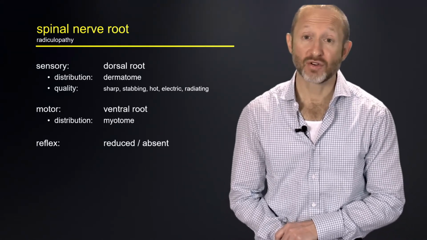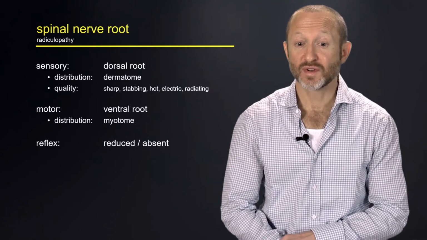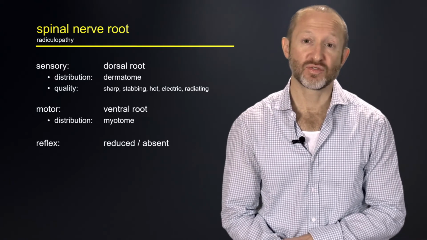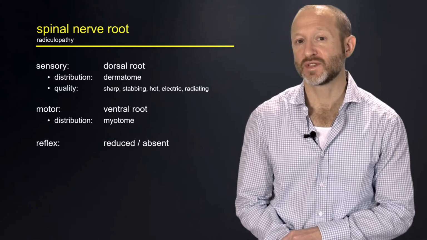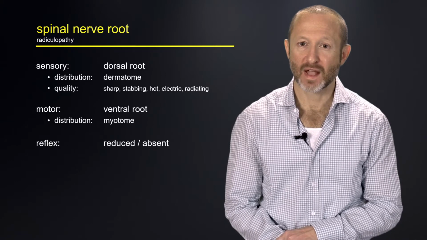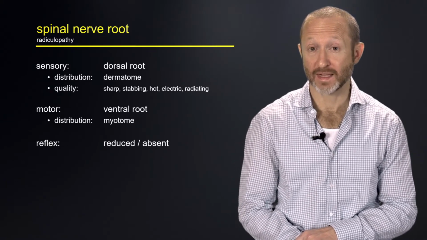There are two spinal nerve roots at every level. There's a dorsal root and there's a ventral root. The dorsal root contains sensory fibers or sensory input, and the ventral root contains only motor output. So a lesion of the dorsal spinal nerve root would produce a sensory strip of abnormality in the body that is called a dermatome strip of abnormality.